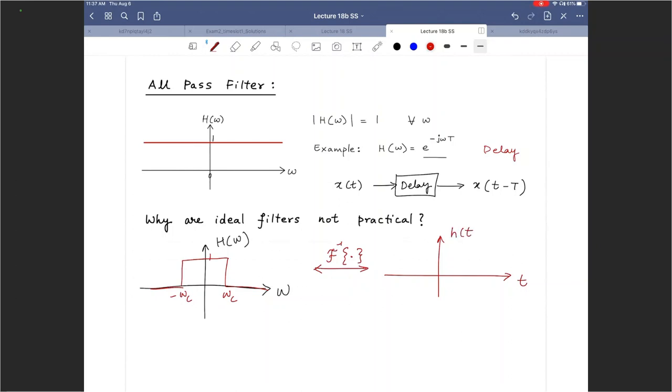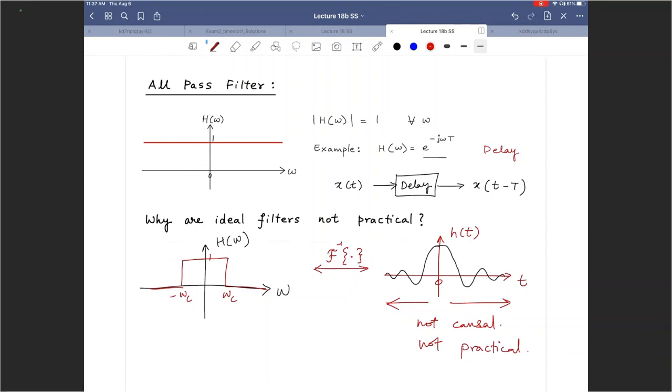Anyone? Sinc is right, absolutely. You get a sinc in the time domain. What does that mean? Non-causal, absolutely. Non-causal behavior, which is why it is not practical. So 0 is here. You have things on the positive time as well as on the negative time. That means it is not causal, which means it is not practical.